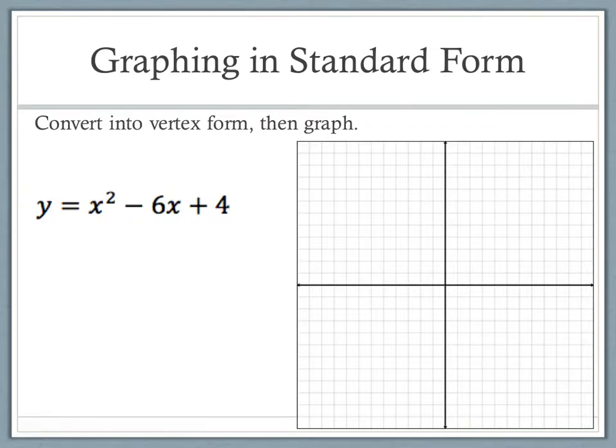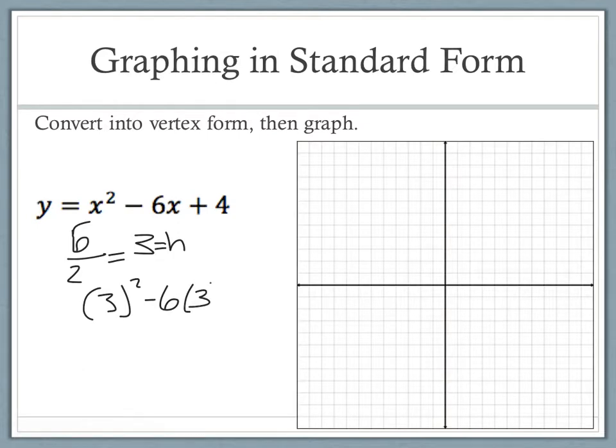Our first thing is we need to convert it to vertex form in order to graph. So we're going to do the opposite of b, so positive 6, over 2 times my a, which is 1. So 2 times 1 is 2, and 6 over 2 is 3. That's my h value. Now we plug that back in to find k. So 3 squared minus 6 times 3 plus 4 ends up being negative 5. So that's our k value.